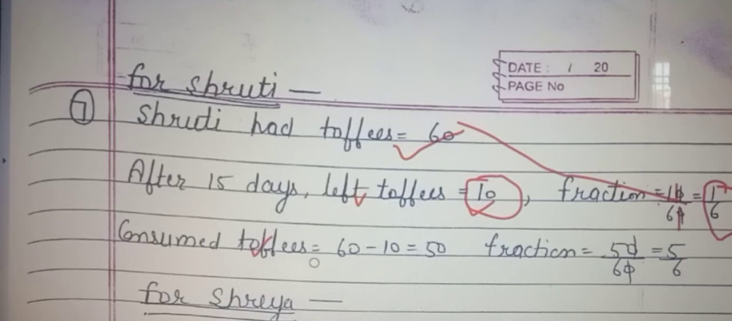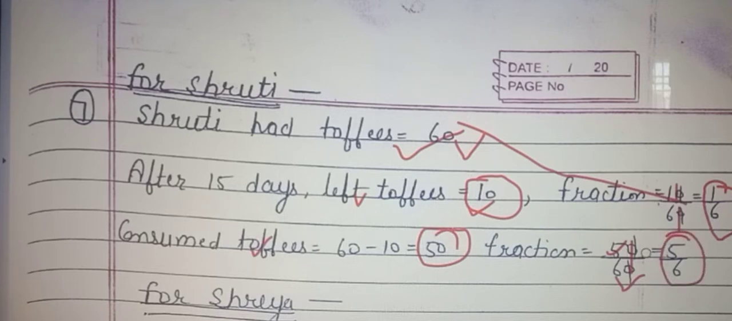Now we will find the fraction for the consumed toffees by Shruti. Firstly, we should have the number of consumed toffees. So how can we find the number of consumed toffees? By subtracting the left toffees from the total toffees. So consumed toffees comes out to be 50. Now we'll find the fraction for consumed toffees. So it becomes 50 upon 60, because 60 is the number which indicates the total toffees. So 0 will get cancelled out and we are left with the fraction 5 upon 6.